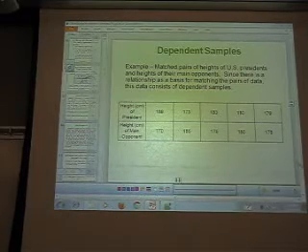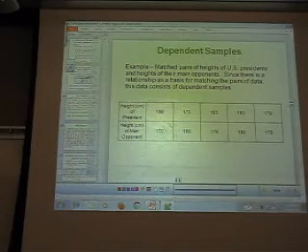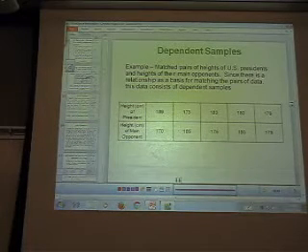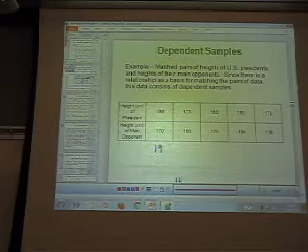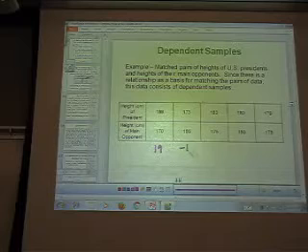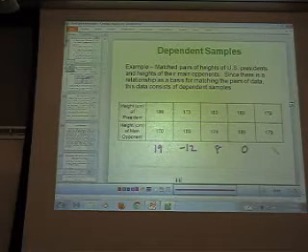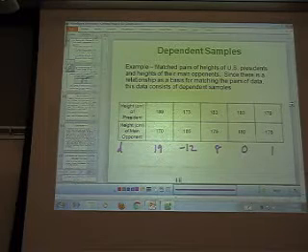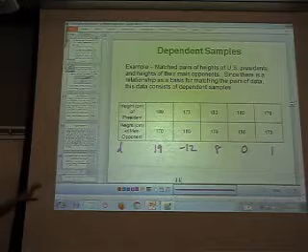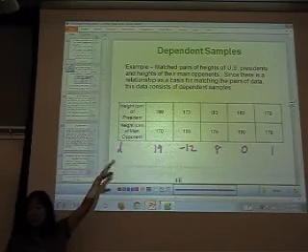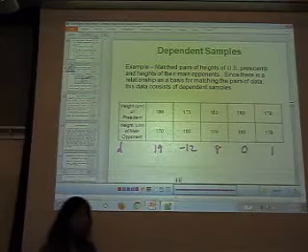Since they all belong together, all we have to do is find their difference because we care about the difference between them. So 189 minus 170 is 19. This is negative 12. That's 8. That's 0. That's 1. These are what we call the little d's, the differences. Once you see them in matched pairs like this, where they go together, then you just find their difference. They have to go together.